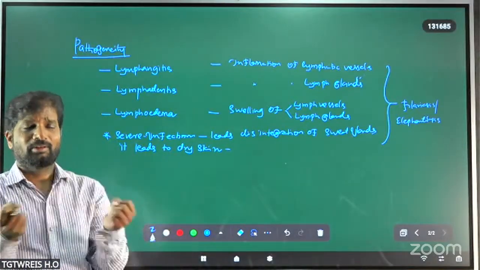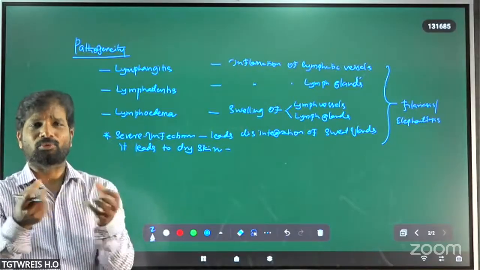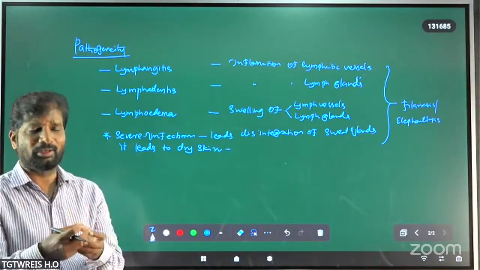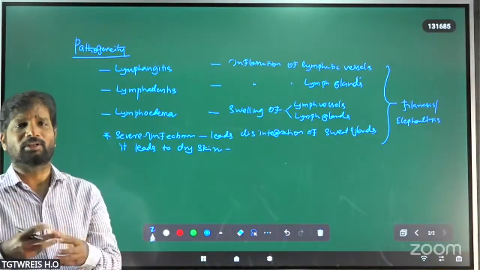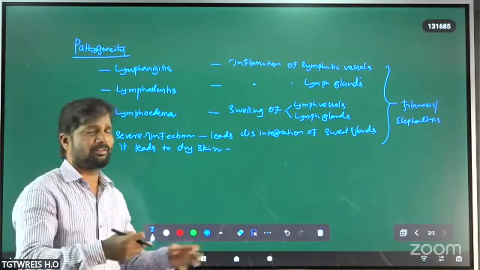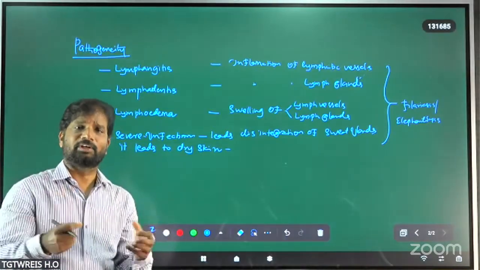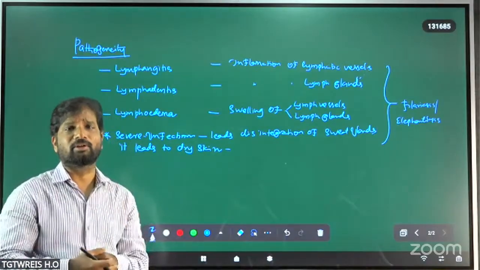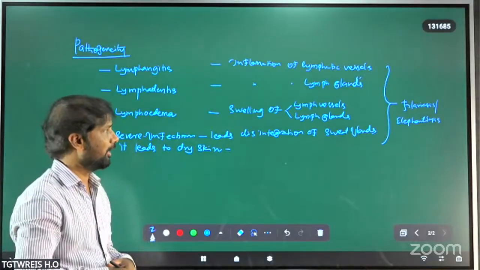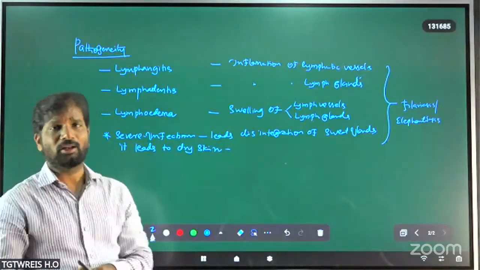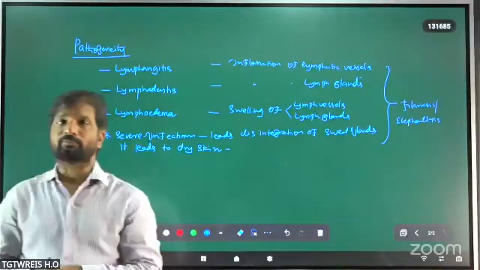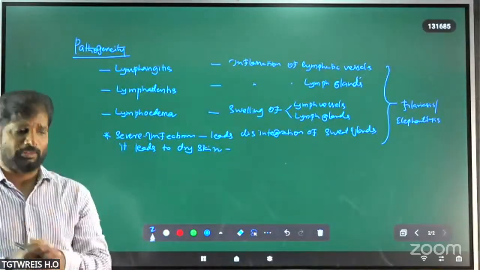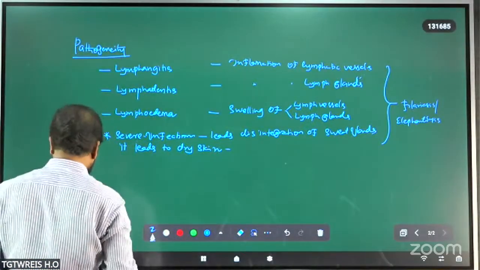Blood plasma serum oozes outside, and dry skin leads to itching. By that itching, serum oozes outside from the infected region. So all these things are known as filariasis or elephantiasis. So what are the preventions? So here it is the pathogenicity.